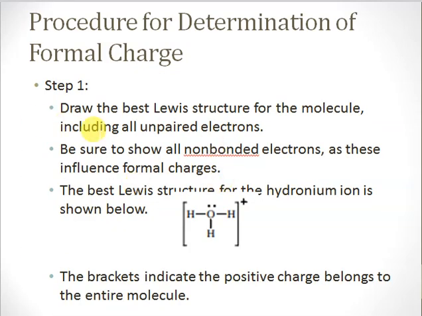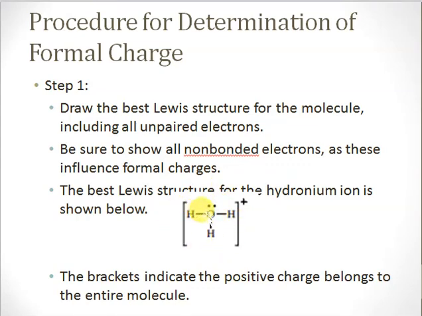The first step when you are to determine the formal charge involves drawing the Lewis structure. When you are drawing the Lewis structure, you have to include all unpaired electrons as well. You don't have to hide anything. You have to show the bonding electrons and the non-bonding electrons, so never forget to include the lone pairs. Under these conditions, this is the structure for the hydronium ion.